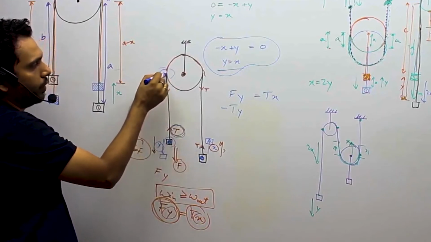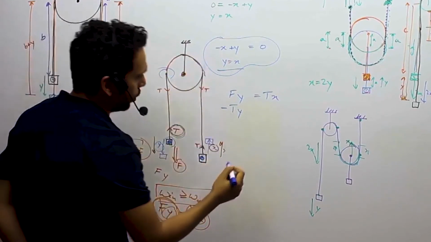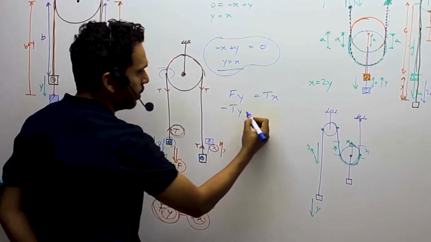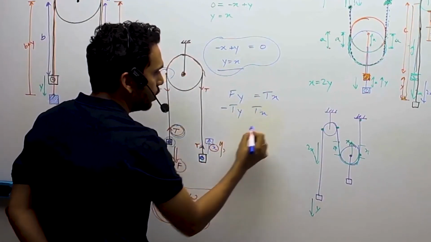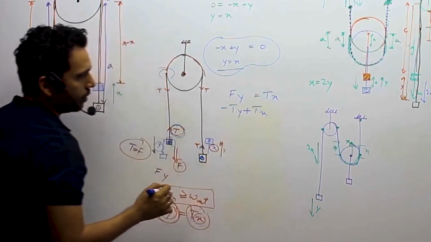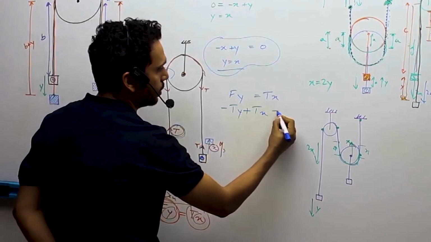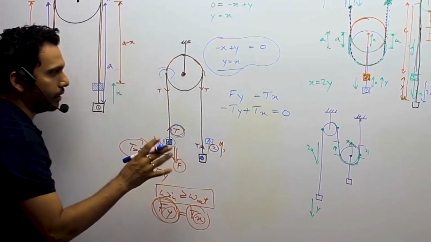T into no movement of this point, T into no movement of that point. What is the work done by the tension over here? Work done by the tension over here is T into X. So if we add up all the work done by all the tensions, we get the total work done by tension is 0.